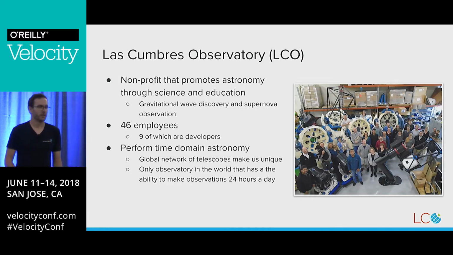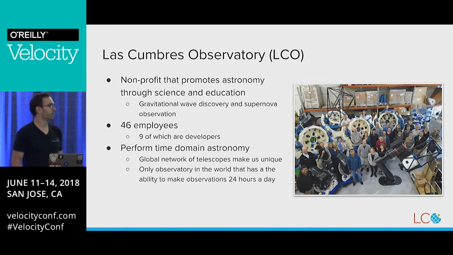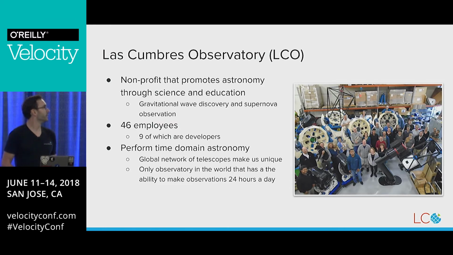All right, so Las Cumbres Observatory is a nonprofit that promotes astronomy through science and education. We specialize in gravitational wave discovery and observation of supernova. We have 46 employees, 9 of which are developers. We don't have a QA team or a DevOps team. All of those developers manage those different hats by themselves.